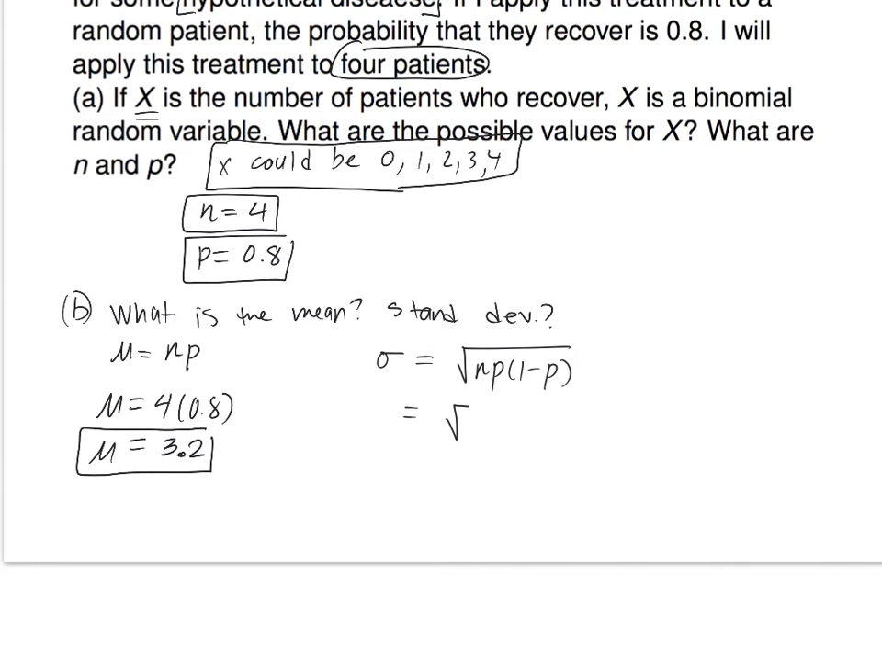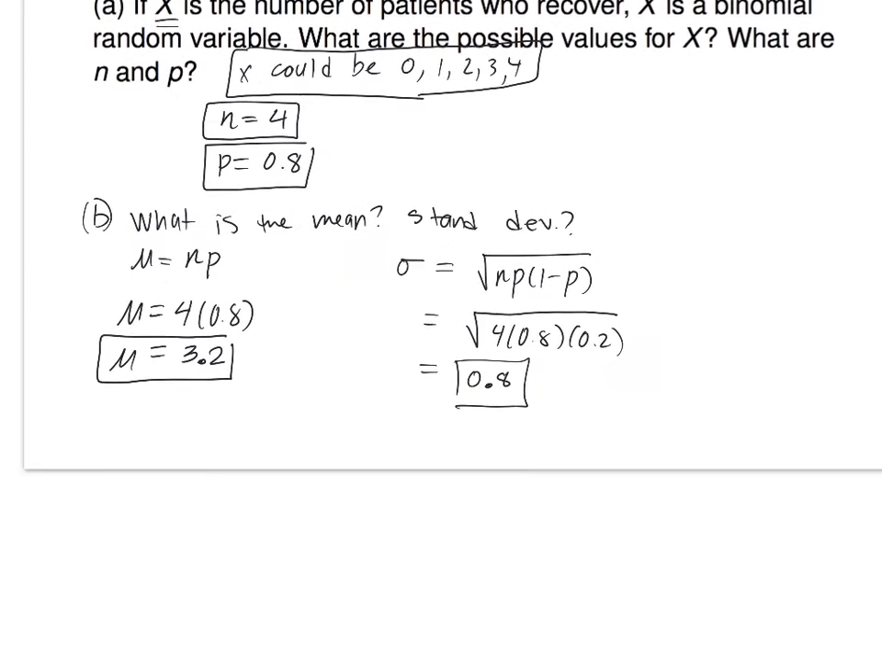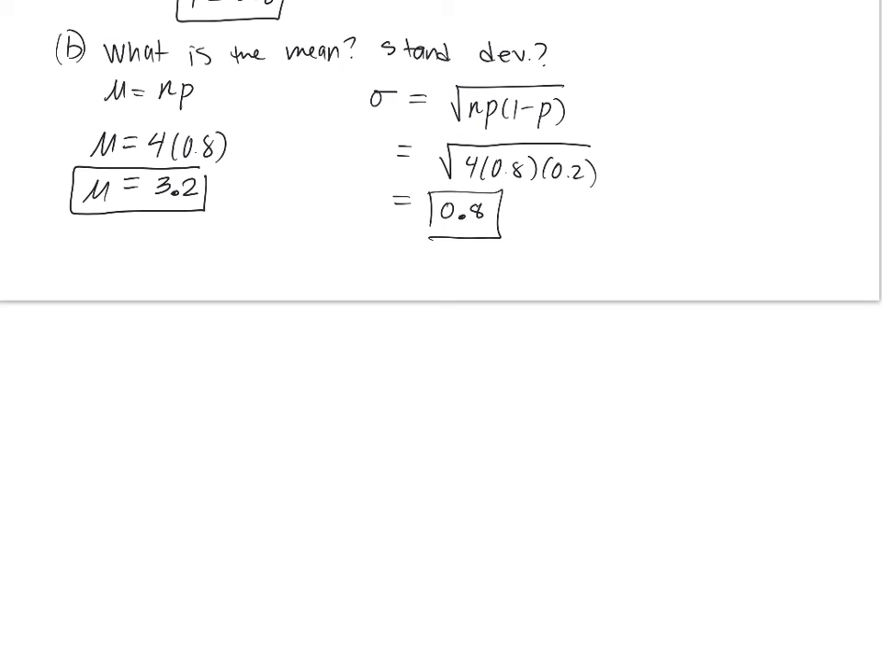So that's the square root of 4 times 0.8 times 0.2. And I didn't do that, so could somebody calculate that for me pretty quick here? 0.8, okay. Came out nicely? Wow. And that's how much variability you expect. If you did lots of trials of 4, how much variability would you have in recovery rates among your groups of 4, okay?